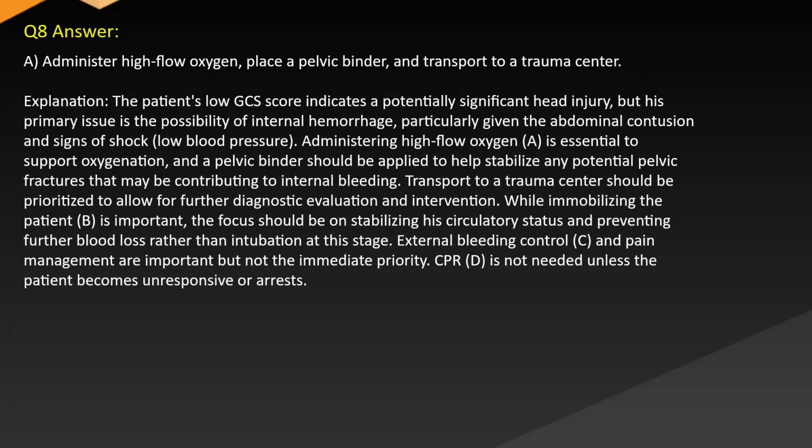Answer A. Administer high-flow oxygen. Place a pelvic binder and transport to a trauma center. Explanation. The patient's GCS score indicates a potentially significant head injury, but his primary issue is the possibility of internal hemorrhage, particularly given the abdominal contusion and signs of shock, low blood pressure. Administering high-flow oxygen is essential to support oxygenation, and a pelvic binder should be applied to stabilize any potential pelvic fractures that may be contributing to internal bleeding.